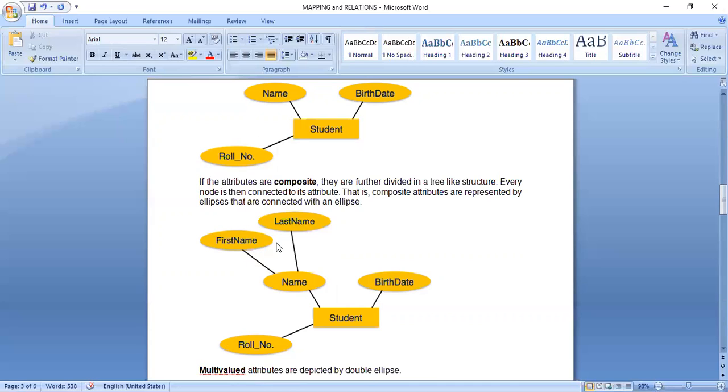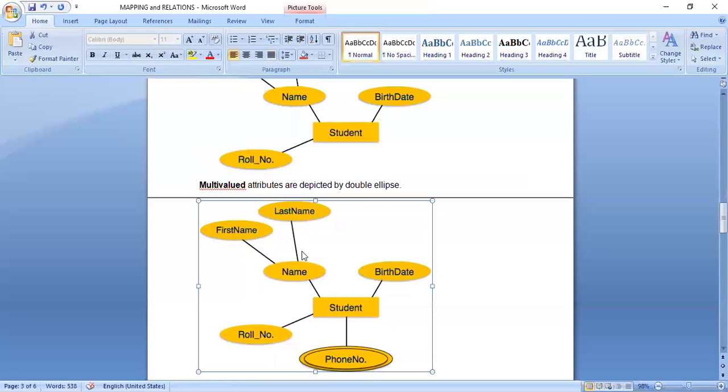This may have first name and last name. So this will be divided into first name and last name. Similarly, birth date. Birth date will be divided into many other things like date, month, and year. So these are all said to be composite attributes. If they can be further divided, then such attributes are said to be composite attributes.